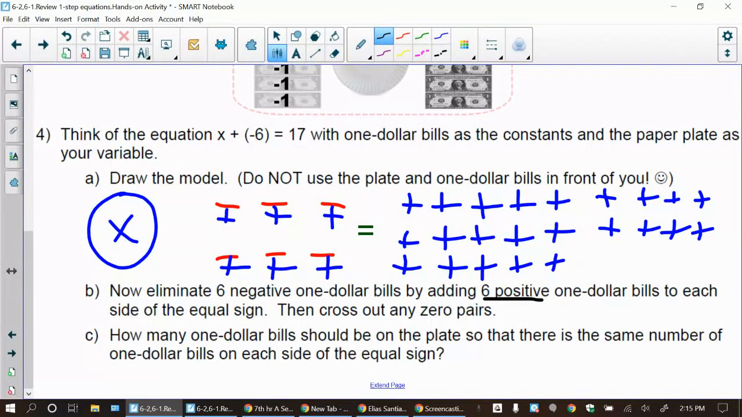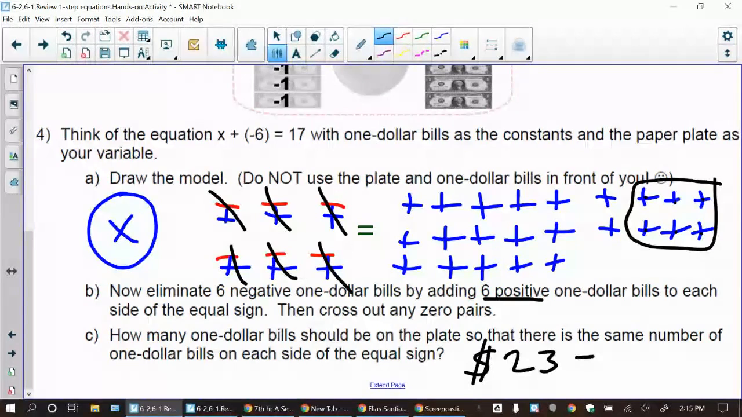Now, is there anything I can cross out? Yes. But what about on the other side? I don't have any negatives with my positives. Remember, a 0 pair is 1 positive and 1 negative together. So how many do I have all together? Well, I had 17, and then I added these 6 others here. So 17, 18, 19, 20, 21, 22, 23. So there should be $23 for X.